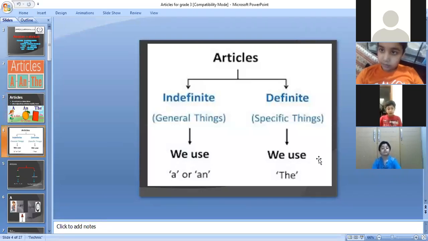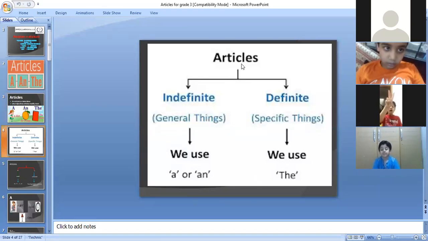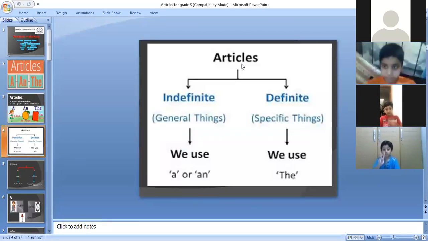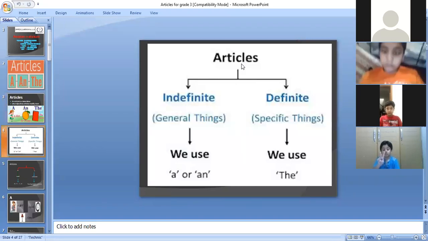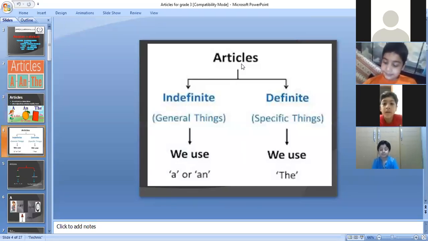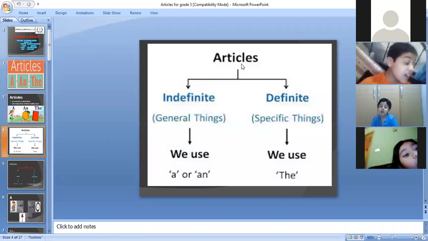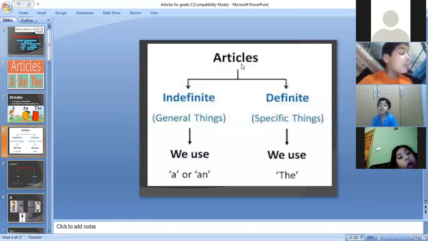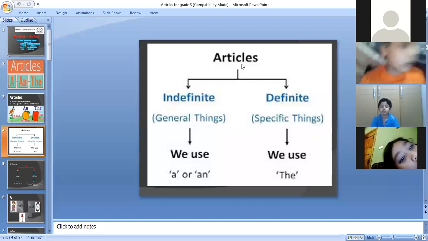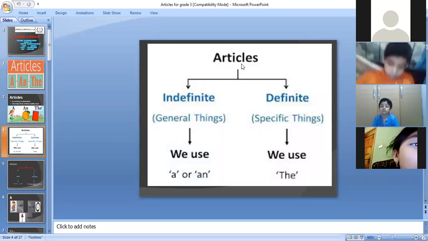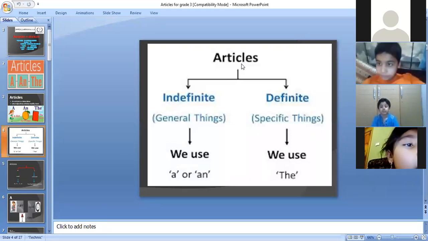So we divide articles into 2 categories. How many categories? 2 categories. Show me with your fingers. Yay, Hashim, you're great. We categorize articles: one is called indefinite and the other is called definite. Got it? A and an are called indefinite articles. Which articles are called indefinite? A and an. Say with me.